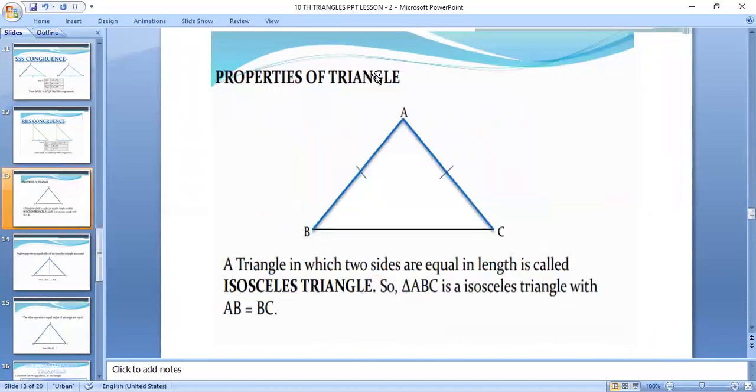And properties of triangle. ABC is a triangle in which two sides are equal in length, it is called an isosceles triangle.